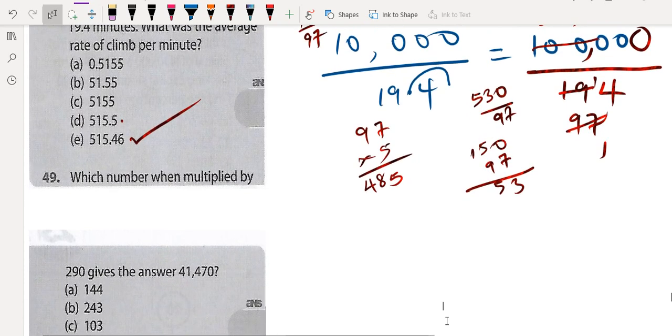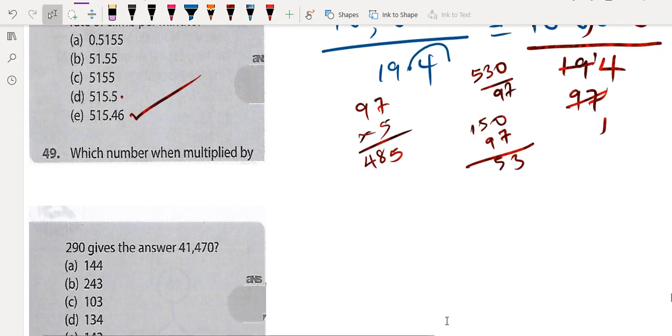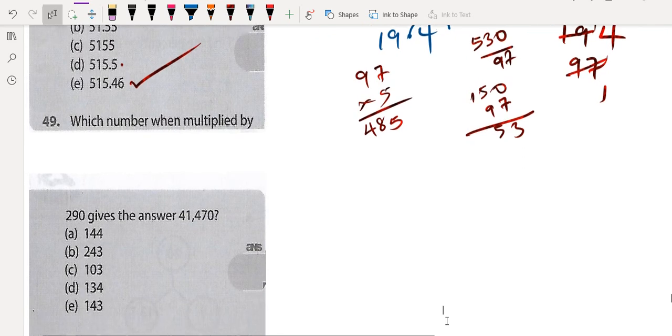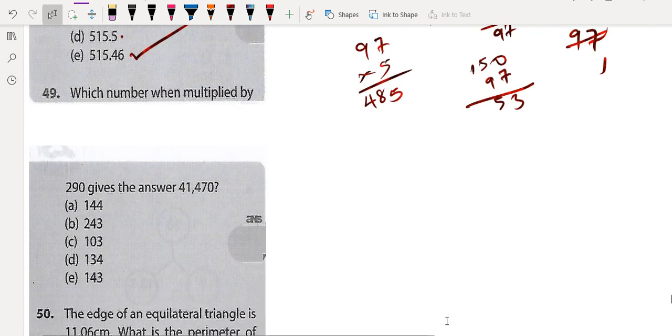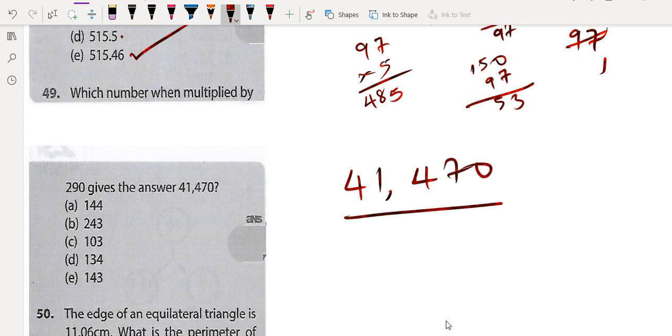So which number when multiplied by 290 gives the same answer as that? What are you going to do? You do that. My friend, tell me exactly what to do. Stop telling me X. Which number when multiplied by 290 gives the answer 41,470? Which number when you multiply it with 290 will give you that big thing? It will be this big thing divided by 290. You get the number.